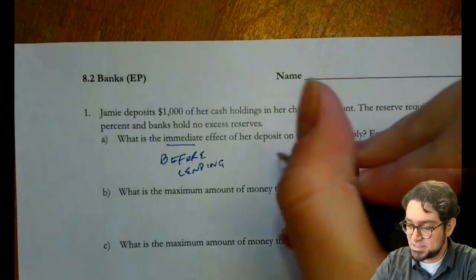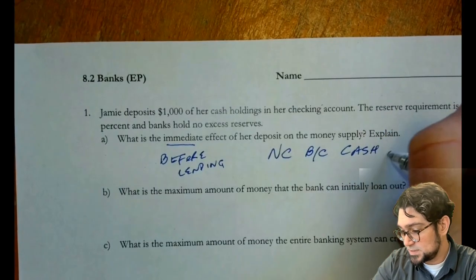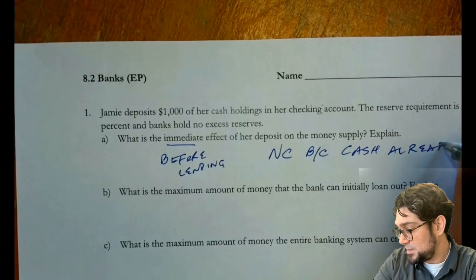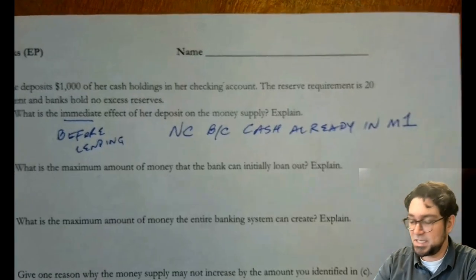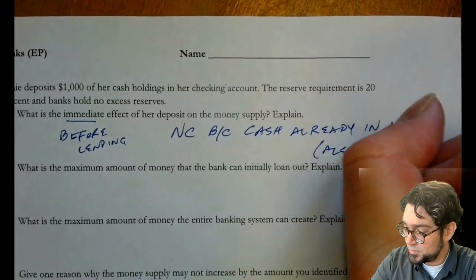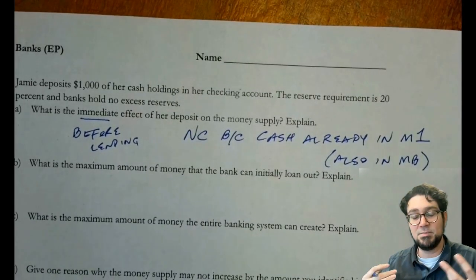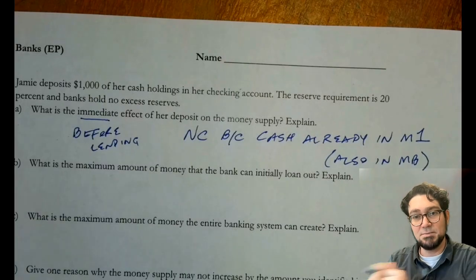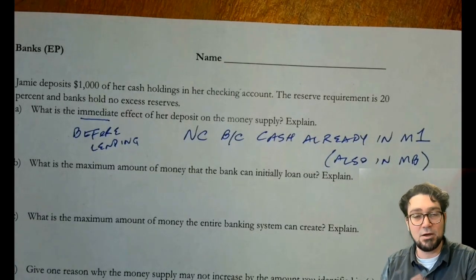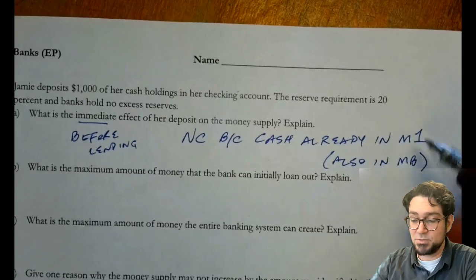And the effect on the money supply is no change because the cash was already in M1. And you could actually say it was also in MB. So it doesn't really matter if we're counting money supply as MB or M1. Cash is counted, and so by depositing it into her checking account, the money still counts as money. It's checking account money and it's bank reserve money, so it would still count.